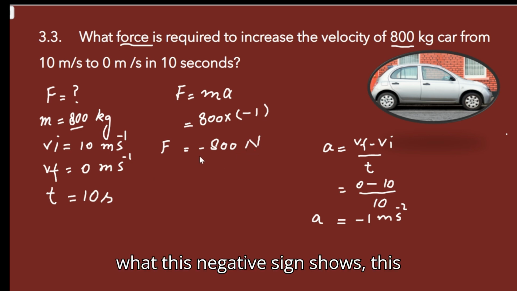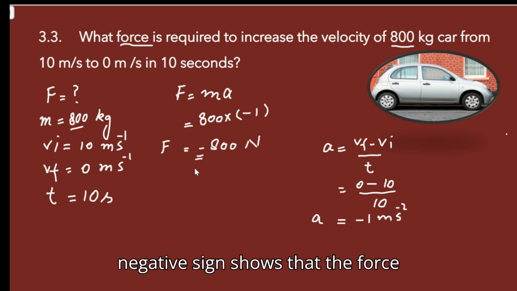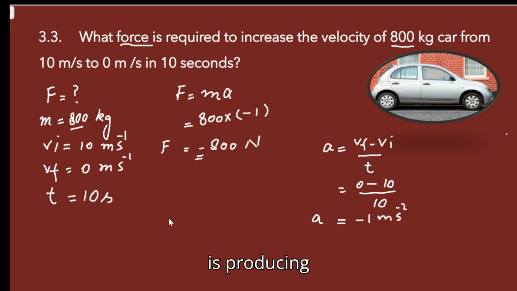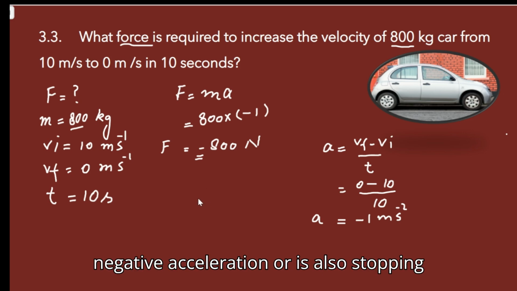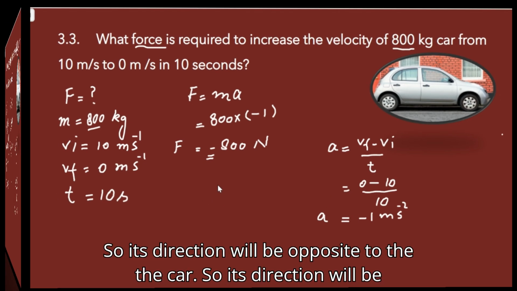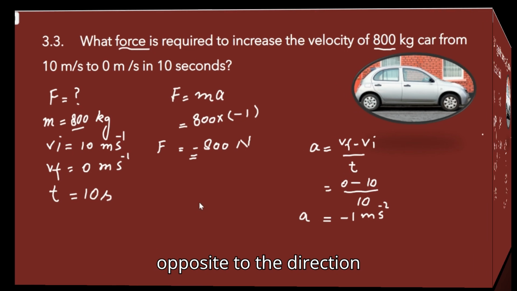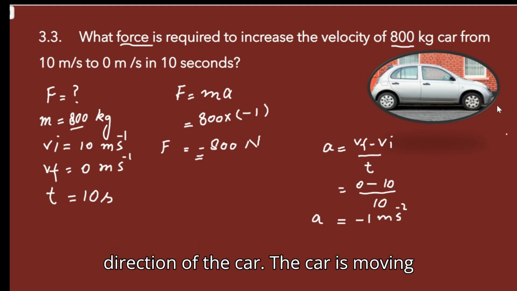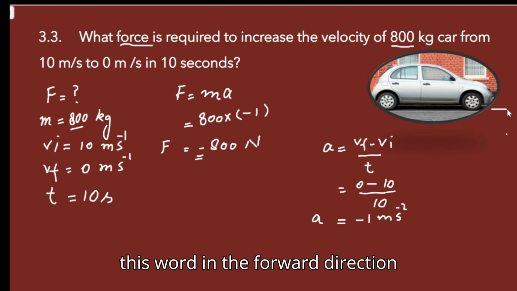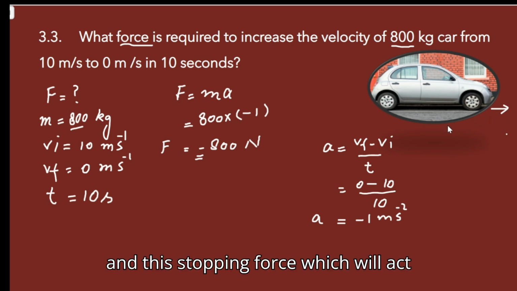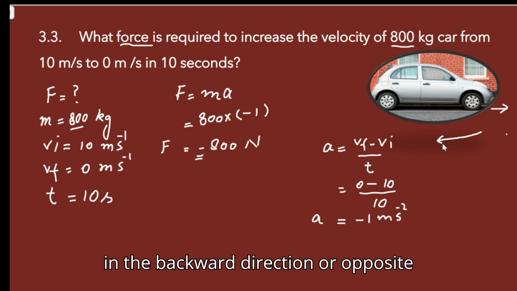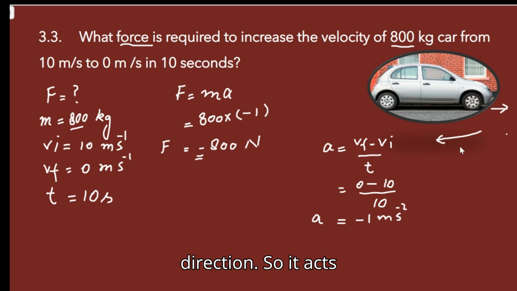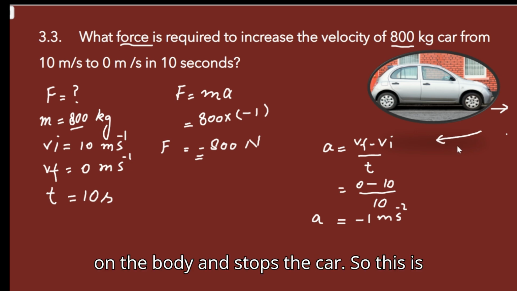So what does this negative sign show? This negative sign shows that the force is producing negative acceleration, or is stopping the car, so its direction will be opposite to the direction of the car. The car is moving in the forward direction, and this stopping force will act in the backward or opposite direction, so it acts on the body and stops the car.